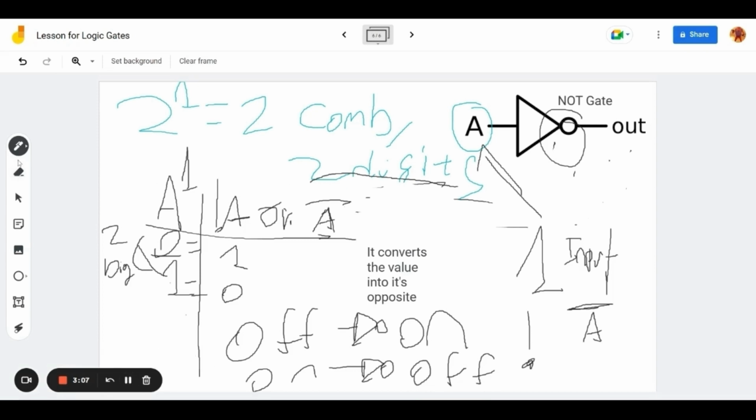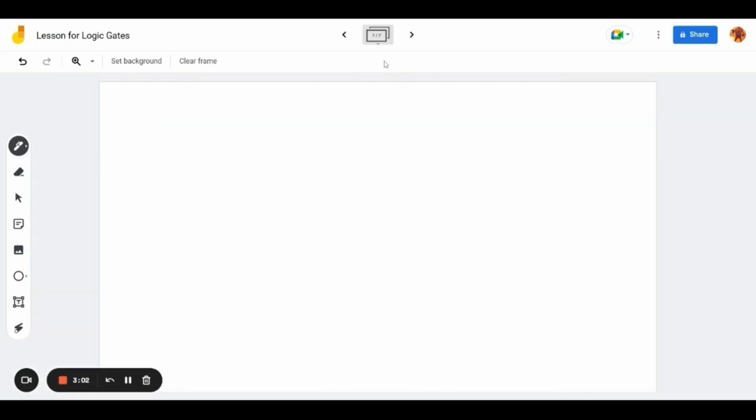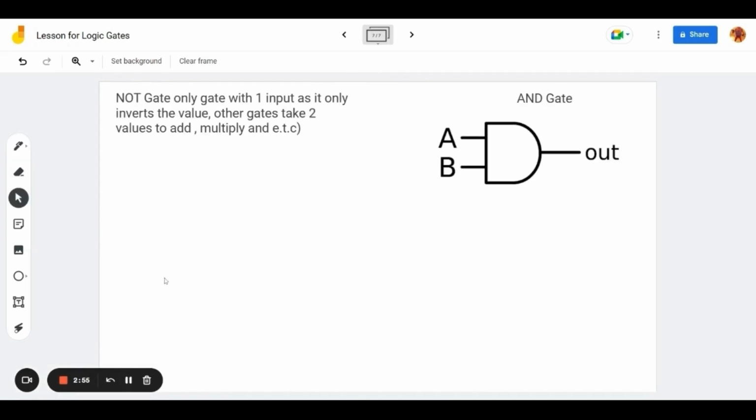This is one of 7 gates. The next gate I would like to talk about is the AND gate. As you can see, the AND gate has 2 inputs.